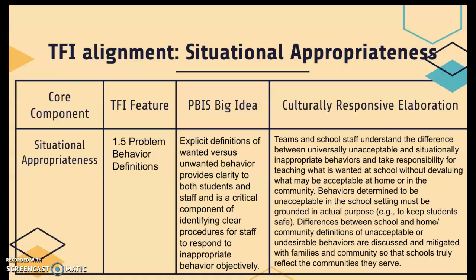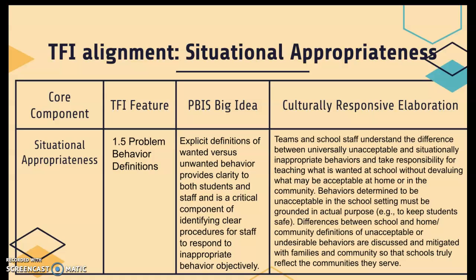And then 1.5, problem behavior definitions, is aligned with situational appropriateness as well. We know this is that classroom versus office T-chart as well as the flow chart. But what is this? According to the Cultural Responsiveness Field Guide, the teams and school staff understand the difference between universally unacceptable and situationally inappropriate behaviors, right? So what do we know is appropriate for school? And then take responsibility for teaching what is wanted at school without devaluing what's acceptable possibly in the home and community environment.